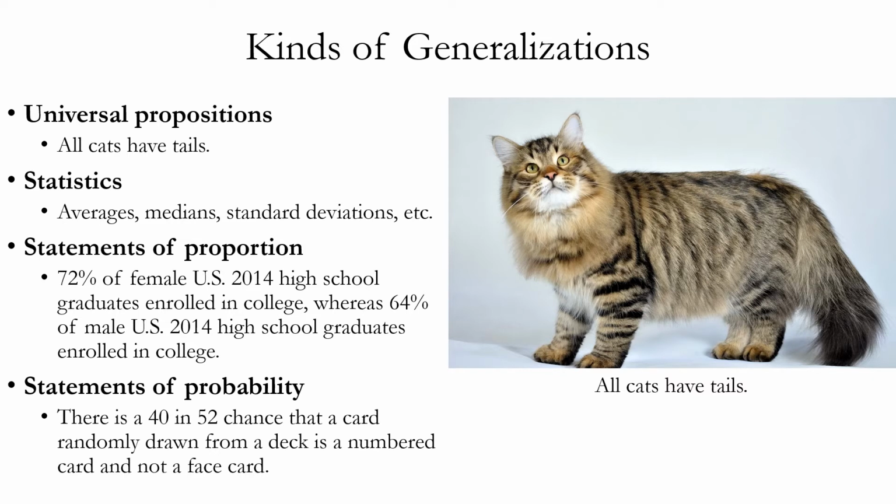There's also statements of probability, which can be thought of as types of statements of proportion. An example is there is a 40 in 52 chance that a card randomly drawn from a deck is a numbered card and not a face card. So this is basically saying what proportion of cards have this certain value or property. But the difference is that a statement of probability is phrased such as to apply to an individual card, in this case drawn from a deck. So you can talk about the probability of one member of a set or group of things having a certain property.